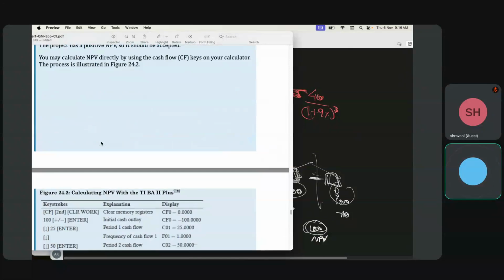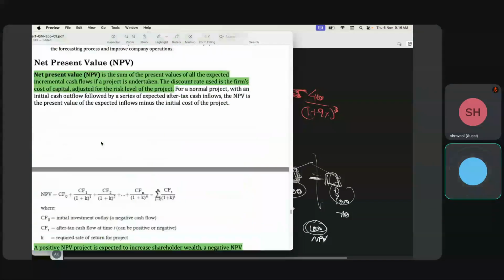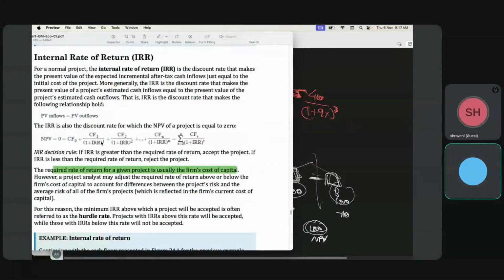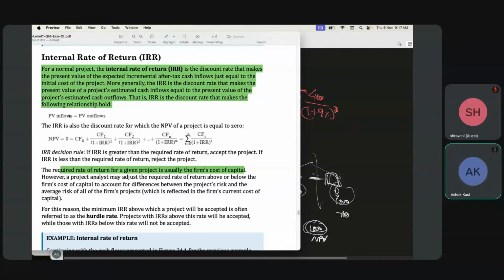You read this in theory. That's it, right? Theory there. But important one, okay? Now IRR means what? Now IRR, so this is also an important one. This equation also.